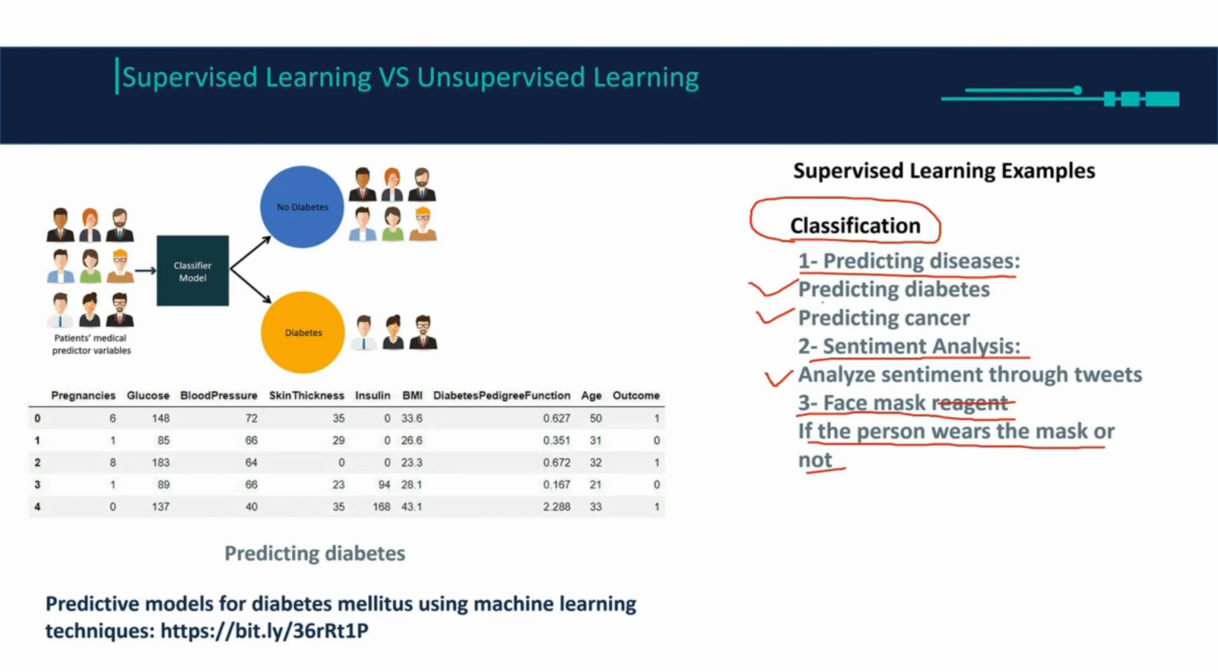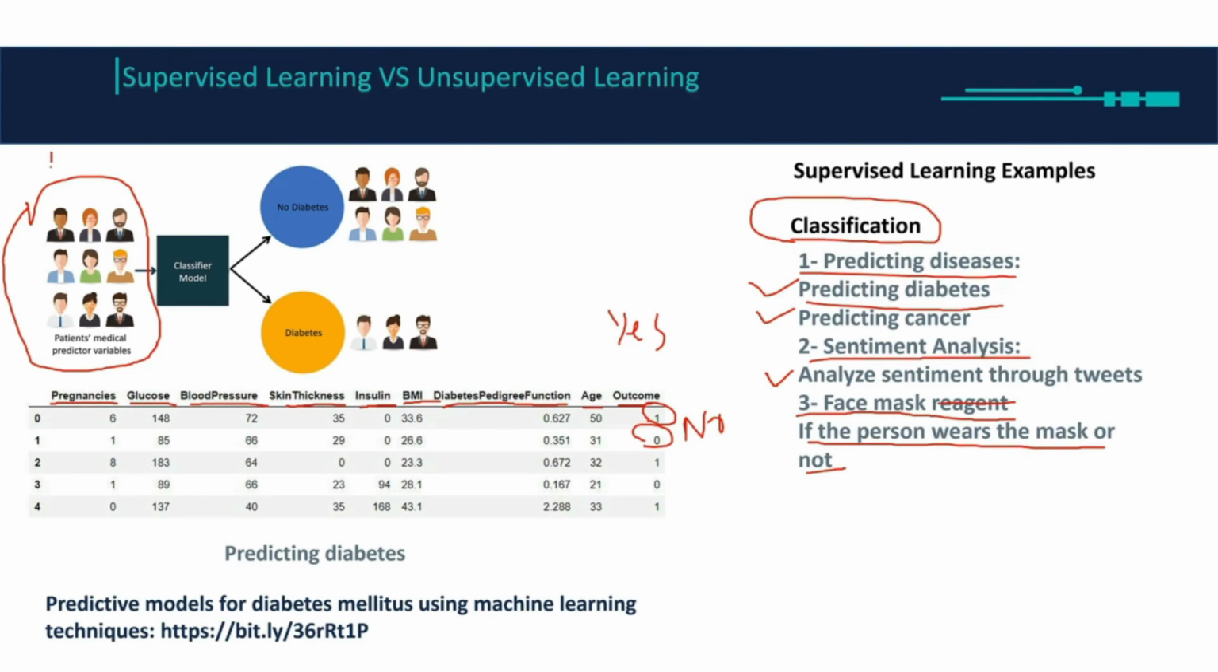The first example that we have here is predicting diabetes. Here we have the data of patients with their medical variables. These are called features: BMI, diabetes pedigree function, age, and then the outcome. 1 means yes, he got diabetes. 0 means no, he didn't get diabetes. Let me explain it to you.